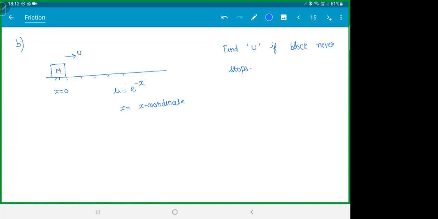Meaning, look what happened. If I put x equal to 0, friction mu is equal to 1. At x equal to infinity, e power minus infinity is 1 by e power infinity, which is 0. Means as you go into infinity, friction becomes smaller and smaller and becomes 0 at infinity. So find the minimum speed of the block so that the block never stops.